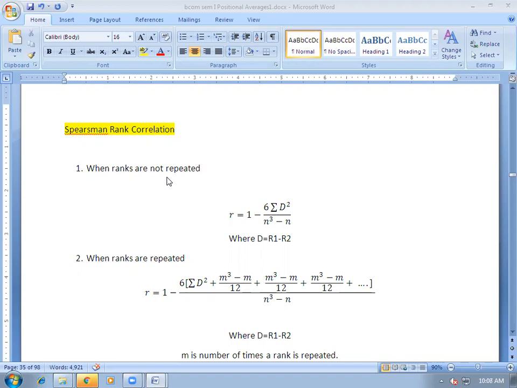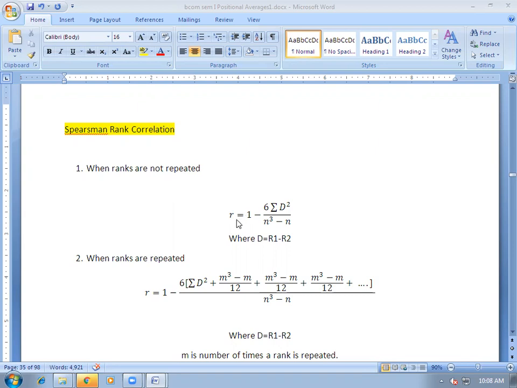Then after assigning the ranks, you will check whether the ranks are repeated or not. Basically, if the values are repeated, then ranks will be repeated. So we divide the measurement of the coefficient of correlation in the Spearman rank correlation method into two categories. First one is when ranks are not repeated, and another one is when ranks are repeated.